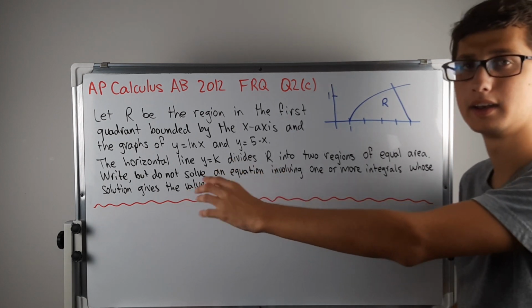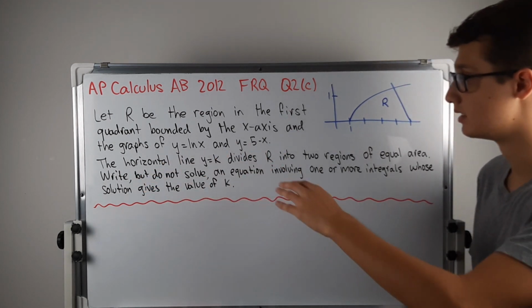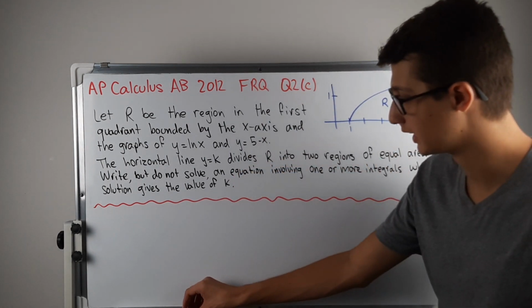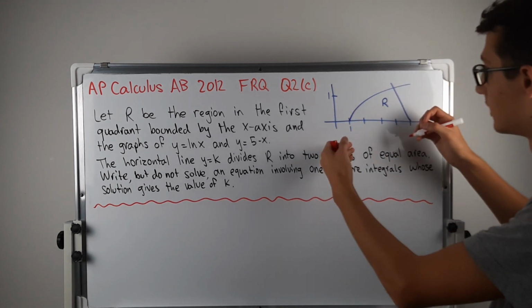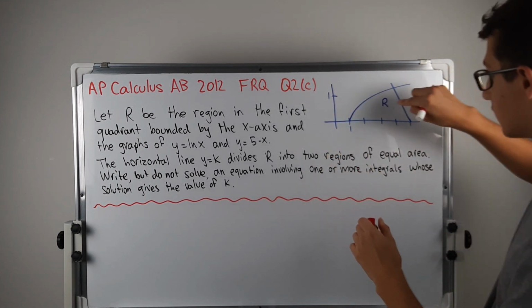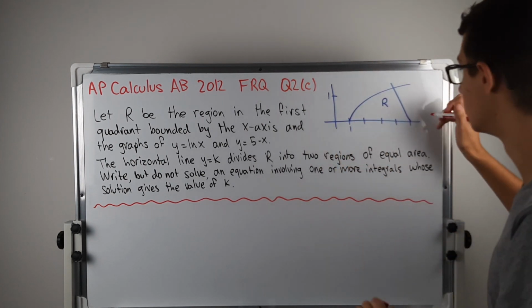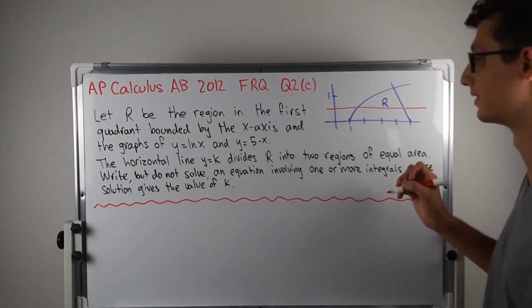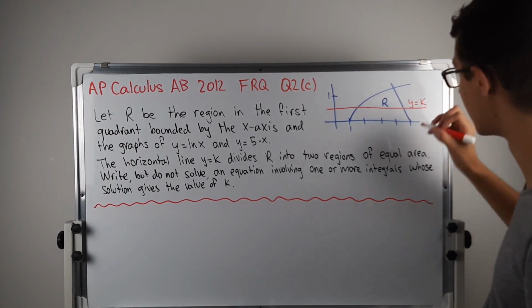The horizontal line y equals k, so horizontal line, keep that in mind, divides R into two regions of equal area. So essentially, we can take whatever line, and we want it so that it's horizontal, like this, and we want it so that the top half is equal to the bottom half. So it's maybe something like that. I don't know if that's exactly half, but that's going to be our line y equals k.